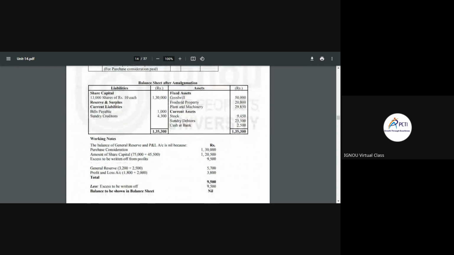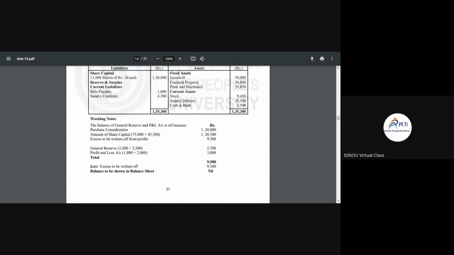Now there is a balance sheet after amalgamation. That means when we add both the companies, then we need to make one balance sheet. So on the liability side, we have share capital, 13,000 shares of rupees 10 each, that will be 1,30,000. Then we have reserves and surplus, current liabilities like bills payable and creditors. Then we have fixed assets, goodwill, freehold property, plant and machinery. Then we have current assets, stock, sundry debtors, cash at bank.